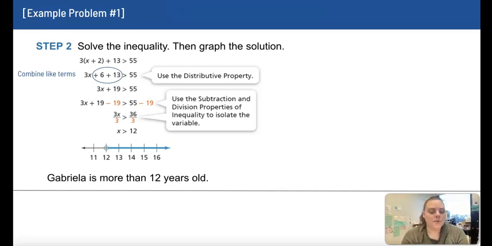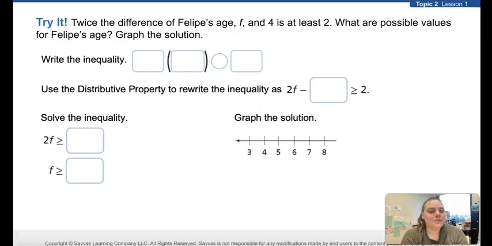So we wrote our inequality. We used distribution and combining like terms, and then solved a 2-step inequality. You try one similar to this. Here we have twice the difference. Difference, what does that mean? Subtraction. Of Felipe's age and 4 is at least 2. So fill in your notes, writing the inequality, using the distributive property, and solving the inequality.